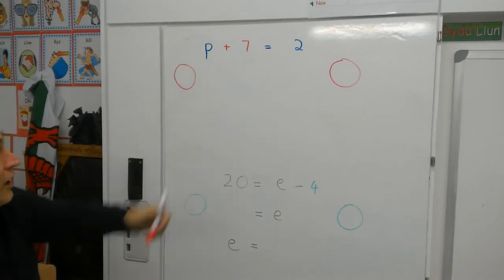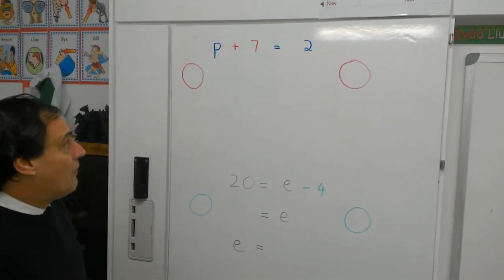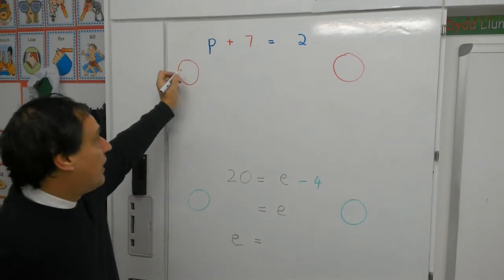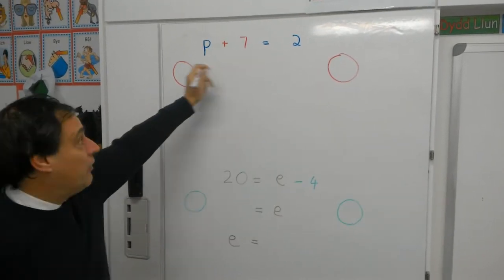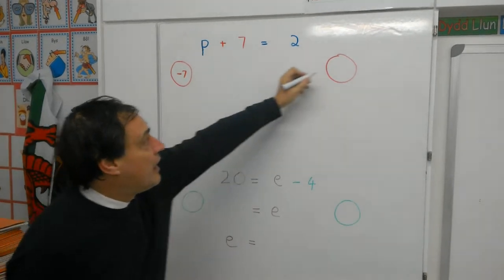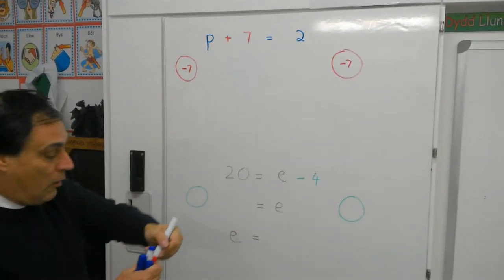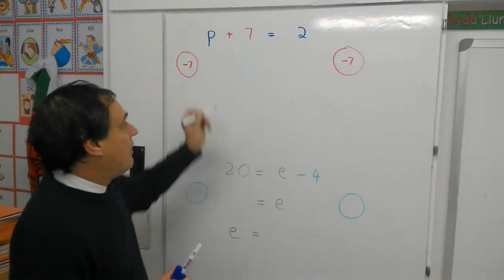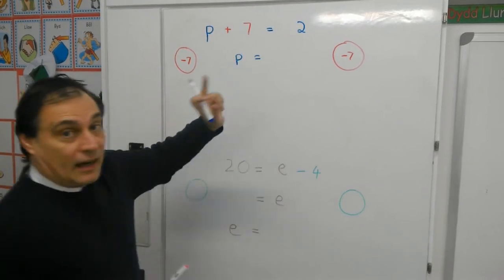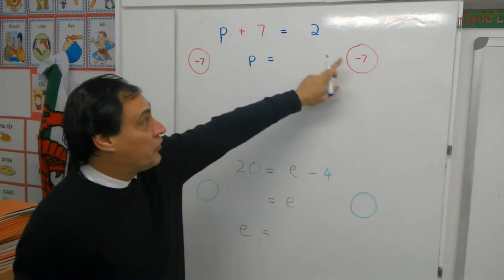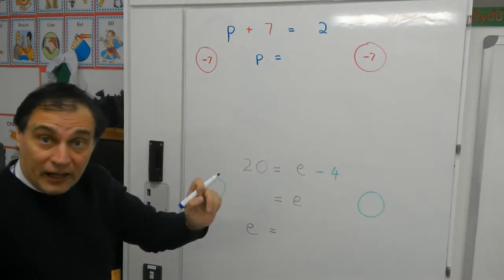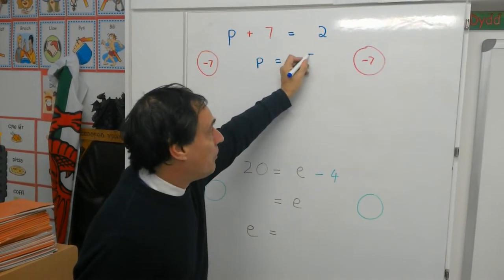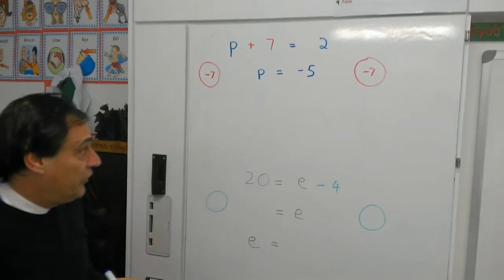So if I do have p plus 7 equals 2, I do the same thing, plus 7, opposite, inverse, I'm going to put minus 7 in each of the bubbles here. That will then leave me p equals. Now careful here, because 2 take away 7, it isn't 5, it's minus 5. So don't be afraid if the answer is negative.